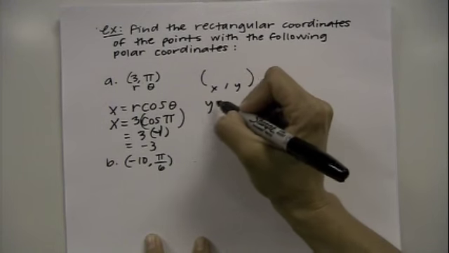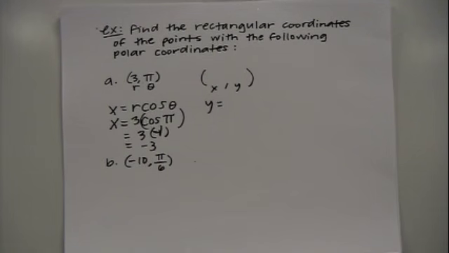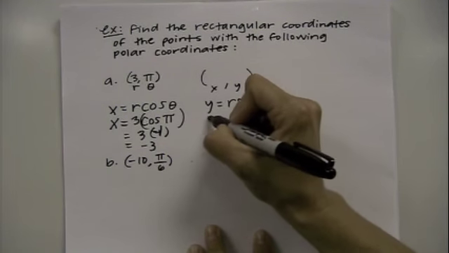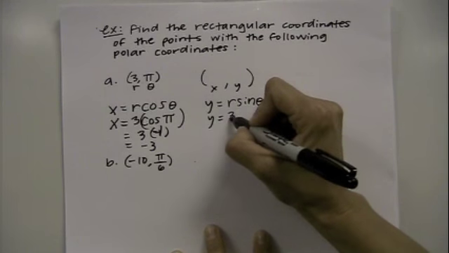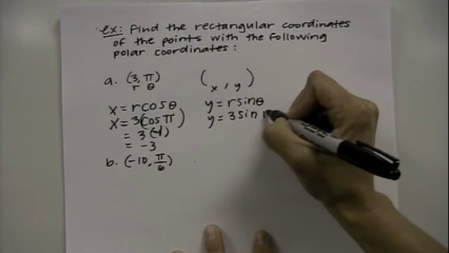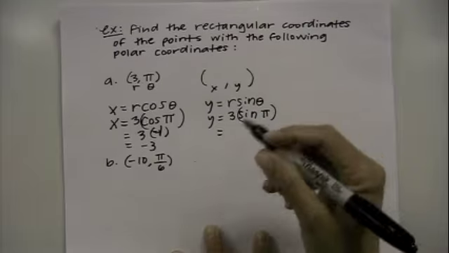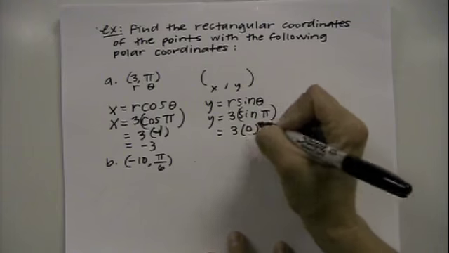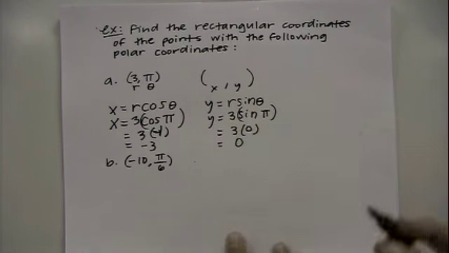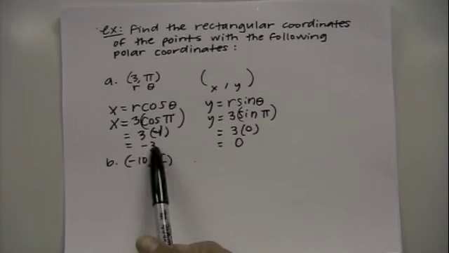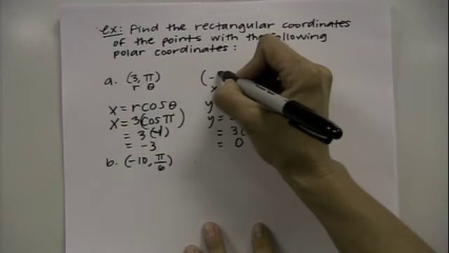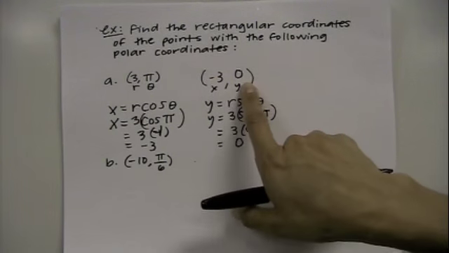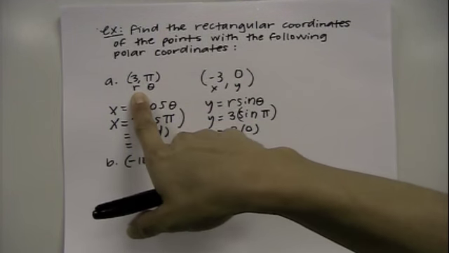We're going to do the same thing for y. The formula, again, you need to memorize is y equals r sine theta. Same thing, we're going to take r, plug it in, and take our theta, which is pi, plug it in. When you calculate this, you're going to do sine of pi, which is 0. And so 3 times 0 is 0. You end up getting your coordinates, x equals -3, y equals 0. And that's the rectangular coordinates, -3, 0, which corresponds to the polar coordinates, 3, pi.